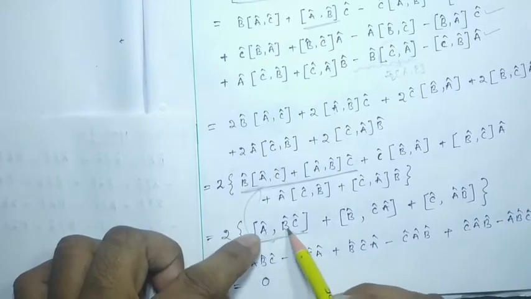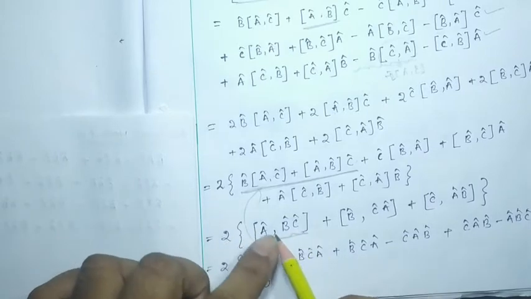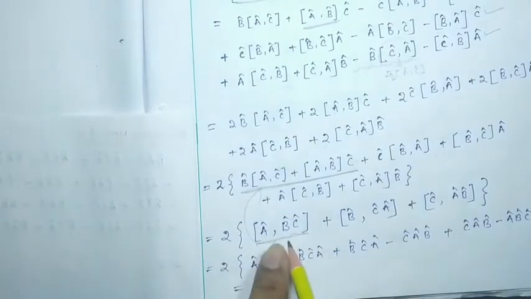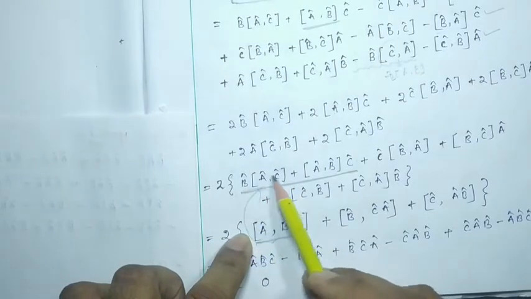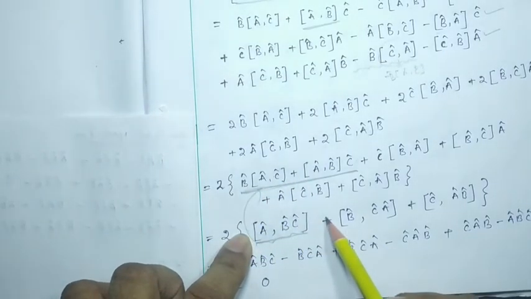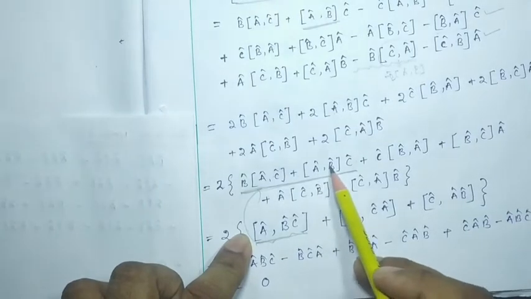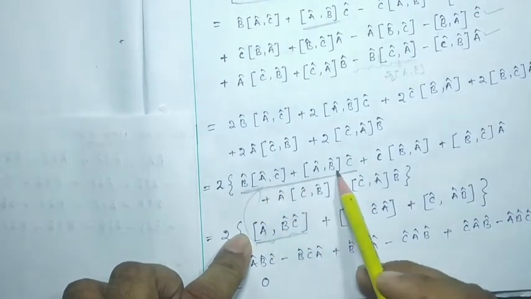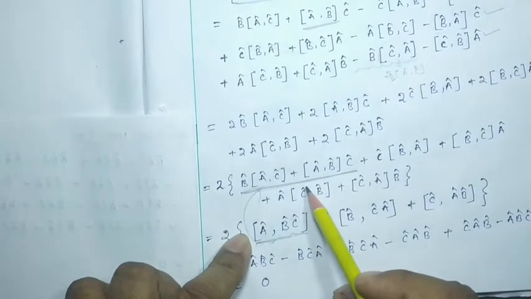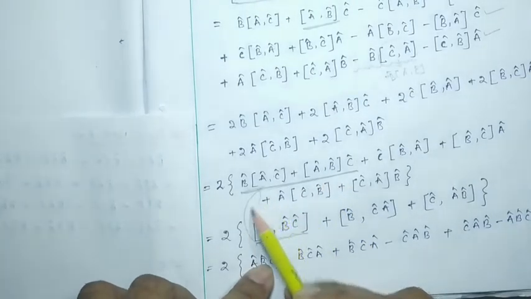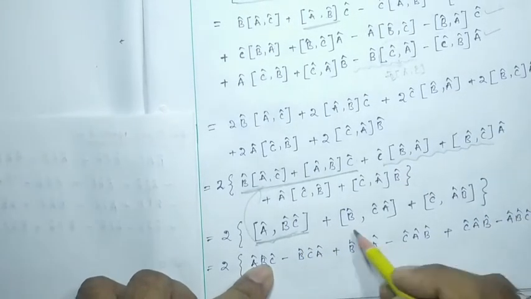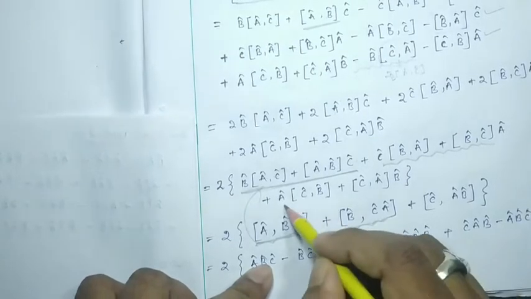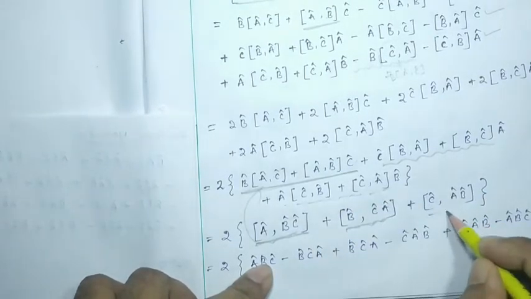So here ÂB̂Ĉ, when you separate it, B̂ will be moved to this side, it will be B̂ÂĈ, plus Ĉ will be moved towards the right side, then it will be ÂB̂Ĉ. So these two terms, following the properties, can be written as this one. Likewise, these two terms can be written as this one. Likewise, these two terms can be written as this one.